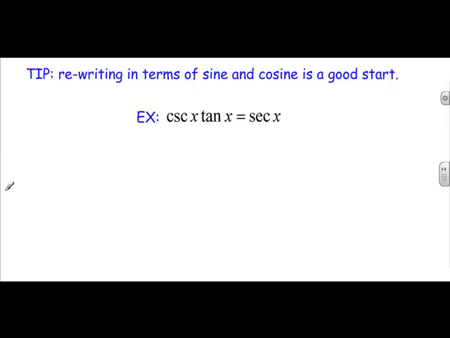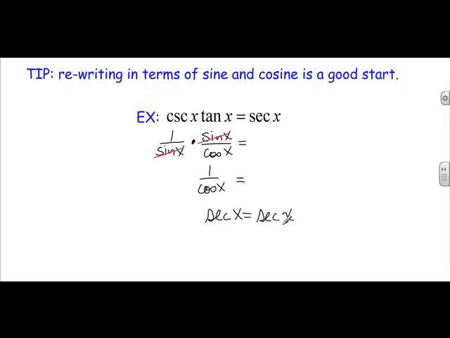So I'm going to start this problem by rewriting cosecant as 1 over sine, rewriting tangent as sine over cosine, and now I'm looking at two fractions and I realize that I can reduce. The sines will cancel, leaving me with 1 over cosine of x, and 1 over cosine of x is secant of x. So I have verified that cosecant x times tangent x is actually equal to secant x.